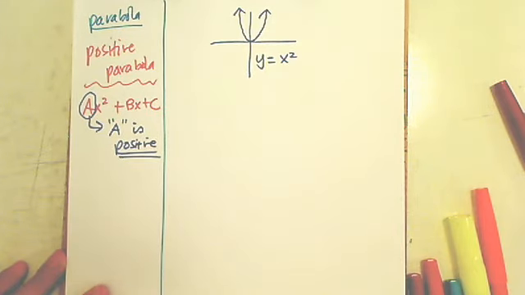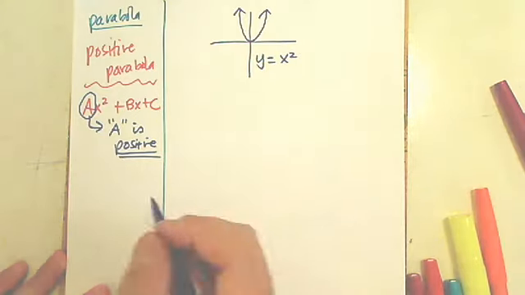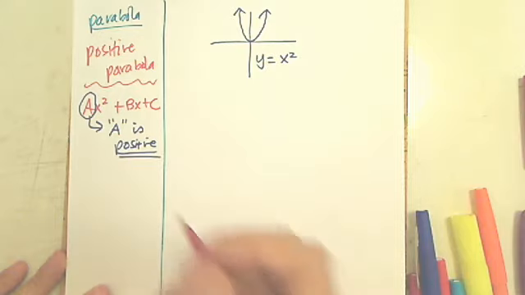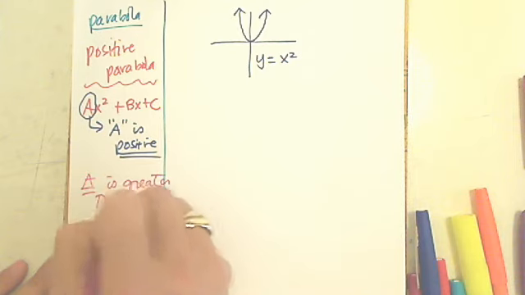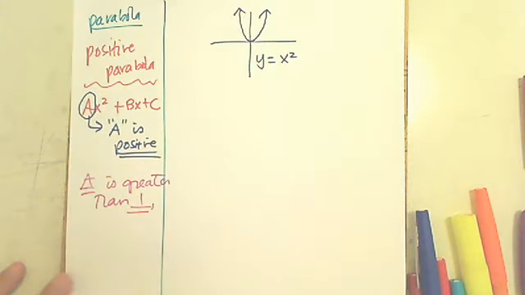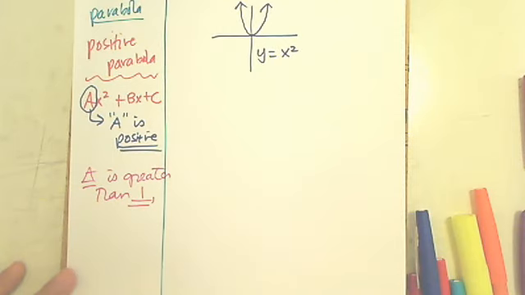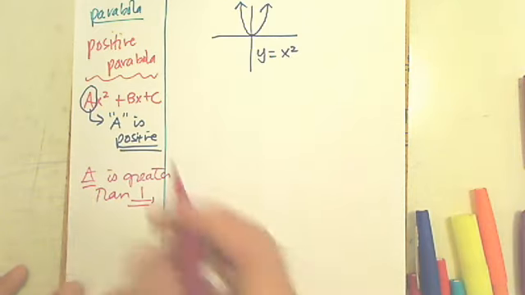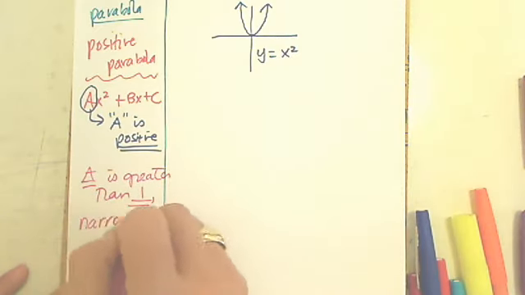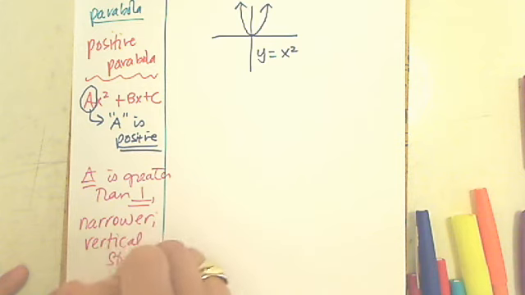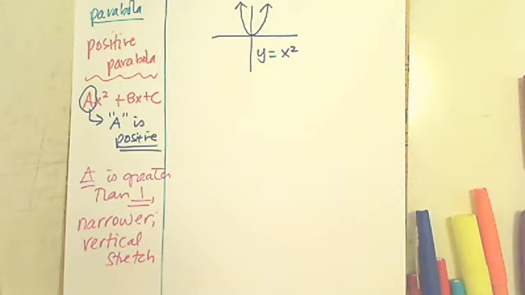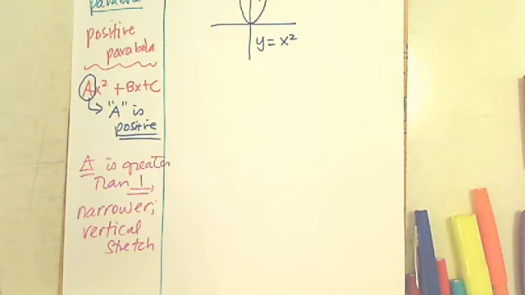Okay, so what happens if a is greater than 1? You have a really large a. If a is like 2x squared, 5x squared, 9x squared, if it's more than 1, it is always narrow. It's narrower. It's being vertically stretched. Okay. It's a vertical stretch. You're stretching the a out.